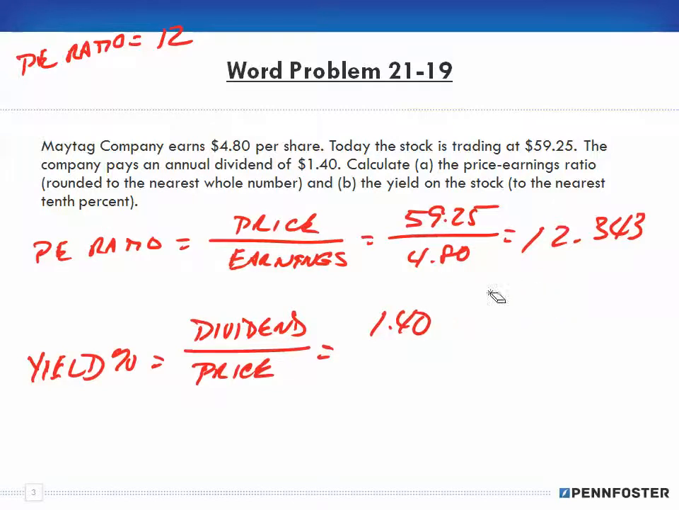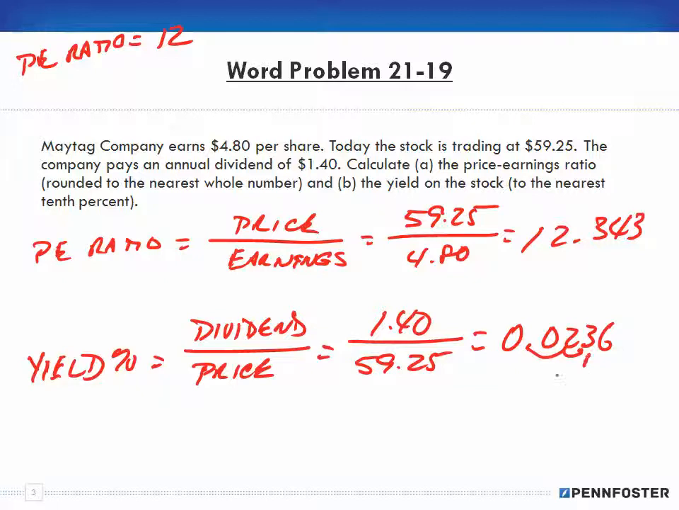In this case, we're talking about $1.40 as the dividend, and the price of the stock is $59.25. So that's 1.4 divided by 59.25, which gives us 0.0236. Since we're rounding to the nearest tenth of a percent, we look to the right: 6 is greater than 5, so we round up. We end up with 2.4% as our yield percent. All right, next problem.